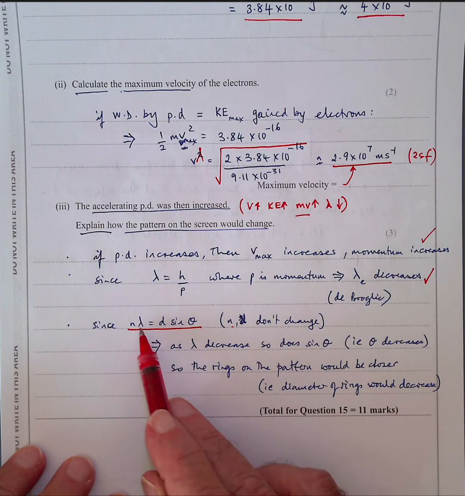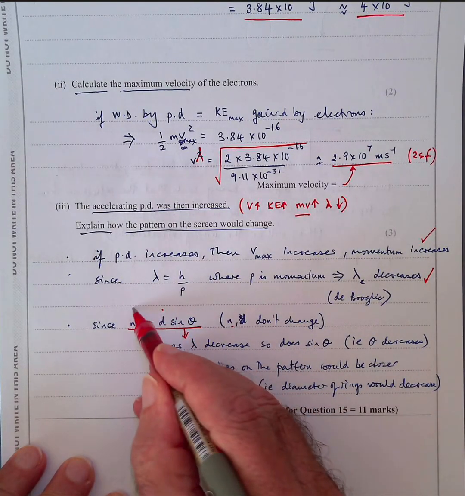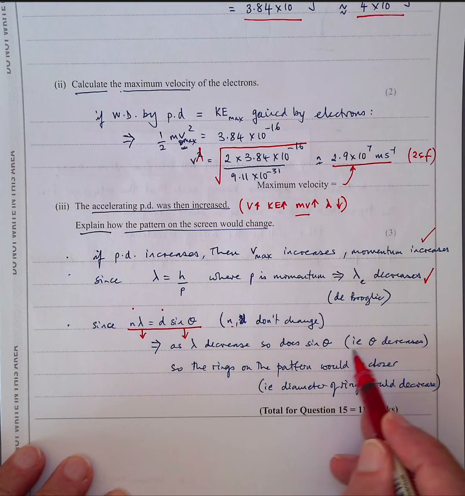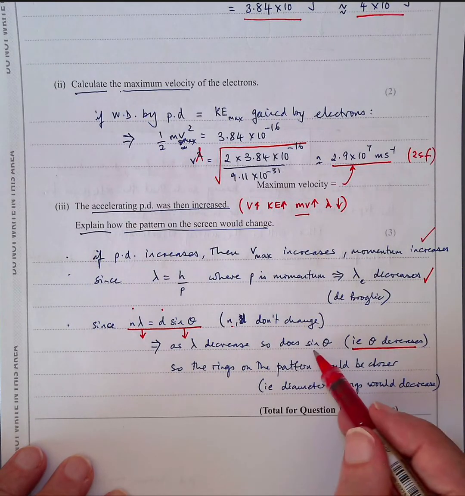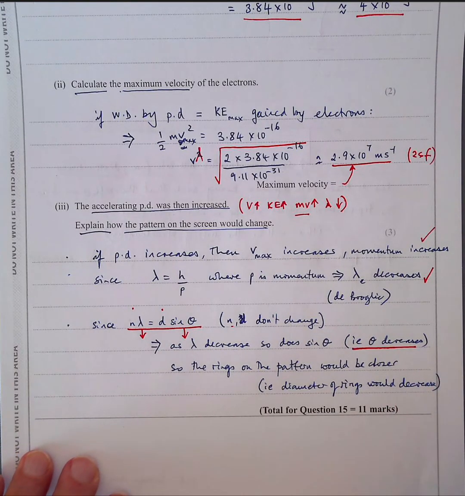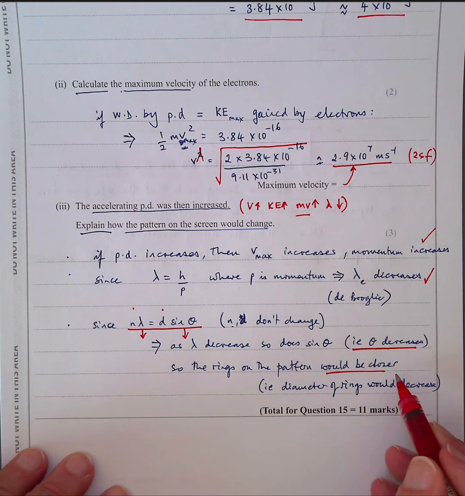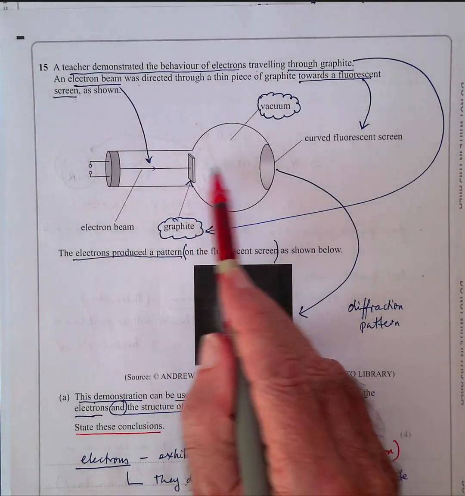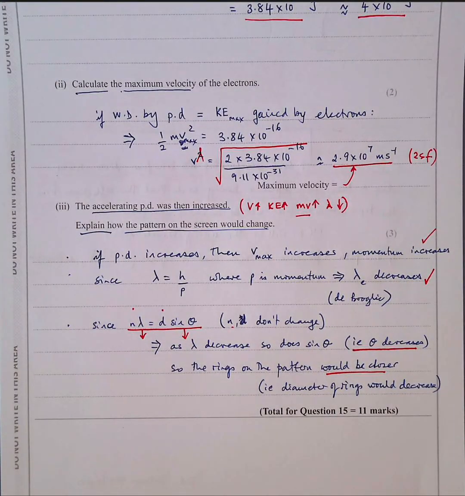So as lambda decreases, so must sine theta, because n and d don't change. So the only thing that can change is sine theta will go down. And obviously, if sine theta goes down, theta decreases. Okay, because remember the maximum value of sine theta is when it's 90. So if lambda goes down, then we have to go below 90. So it's going to get smaller than 90. So the rings on the pattern would be closer. Okay, so the angles will decrease, so the rings would get closer. Because remember, the angle is basically how far apart they will spread, and that is why they decrease. I hope that makes sense to you.